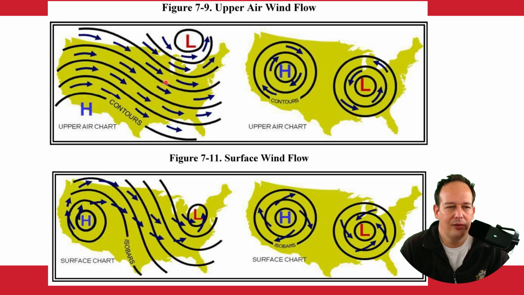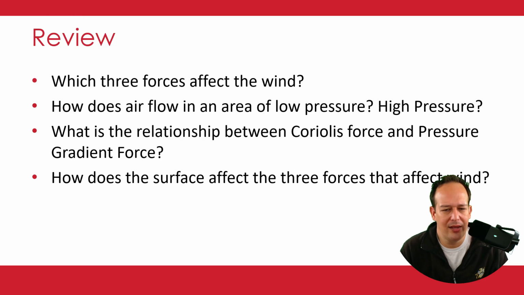All right, and here on the left, this is an upper air chart, just showing you that air flows parallel to the isobars. Then we look at the bottom picture, and we'll see that air is not flowing exactly parallel to the isobars because of the surface friction. So in these areas of high pressure and low pressure, we have that surface friction, so it's not going to flow exactly parallel to the isobars. All right, well, that's it for this video.